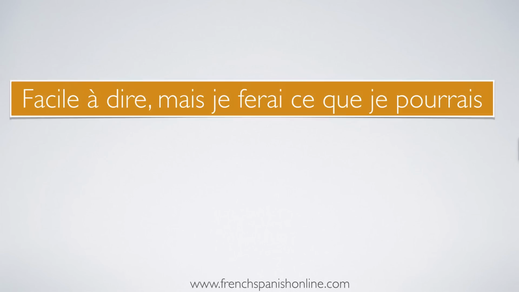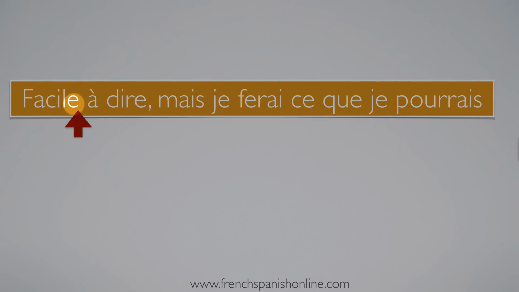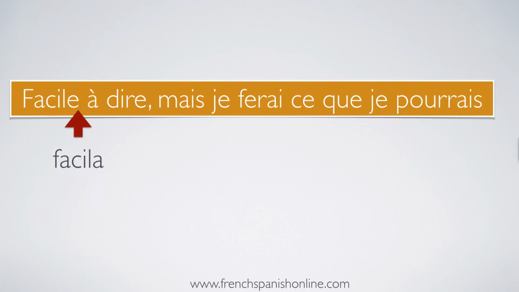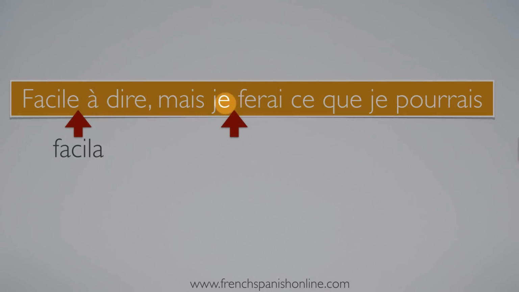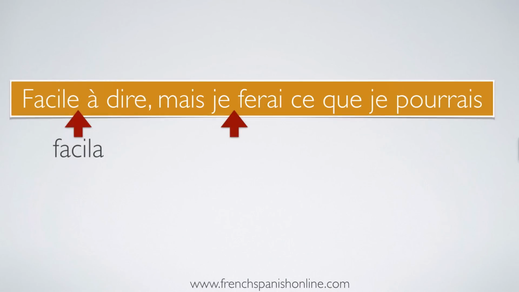And as you can see in this sentence, we've got many E, so you can guess that we are going to have some contractions. The first one with the first E here, so this one is going to disappear, and we say facile à dire, facile à dire. The second one is here, as we have je ferai. Well, actually we've got two E in this short sentence. The first one with the subject and the second one with the verb. So instead of je ferai, we are going to say je f'rai.